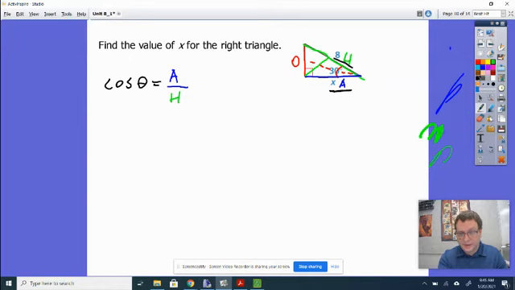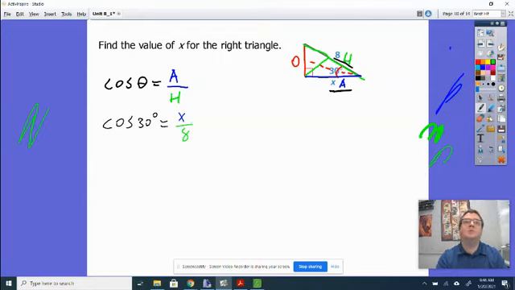Now the big difference on these ones is I know the angle. My angle here is 30 degrees. And that degree is going to be important for us because that tells me what mode my calculator needs to go into. I don't know my adjacent. That's going to be x. I do know my hypotenuse. It's 8. So there's our setup. Now, again, the goal here is to get x by itself.